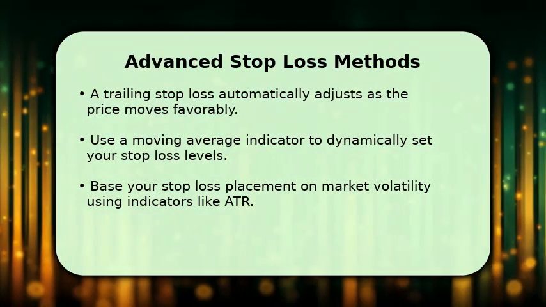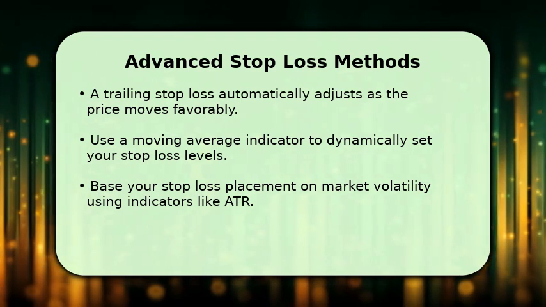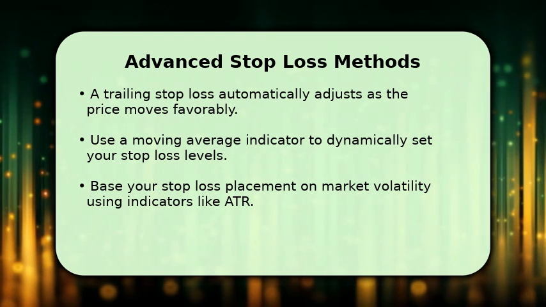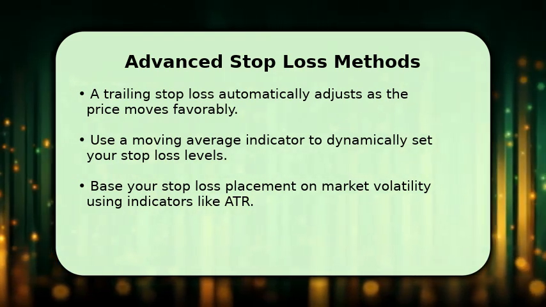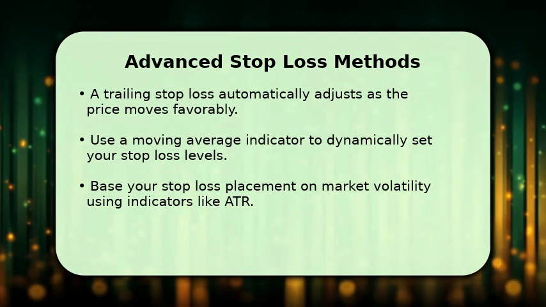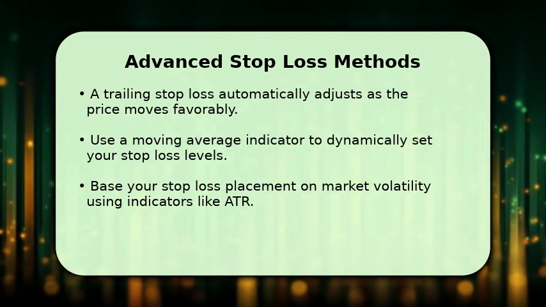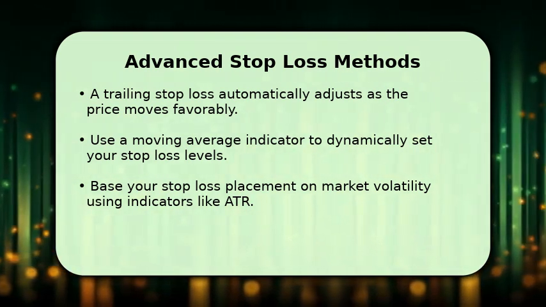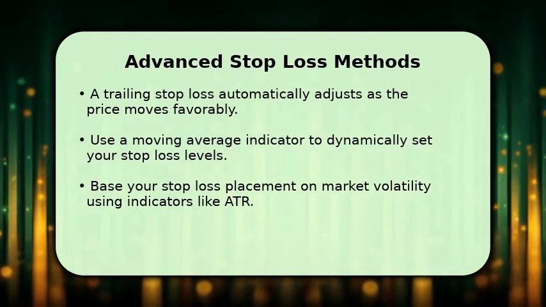Beyond basic fixed stops, TradingView offers advanced methods. A trailing stop loss automatically moves with your profit, locking in gains while still protecting against reversals. You can also use technical indicators, such as a 20-period moving average, to dynamically adjust your stop loss. Another effective strategy involves setting your stop based on market volatility, using tools like the average true range.